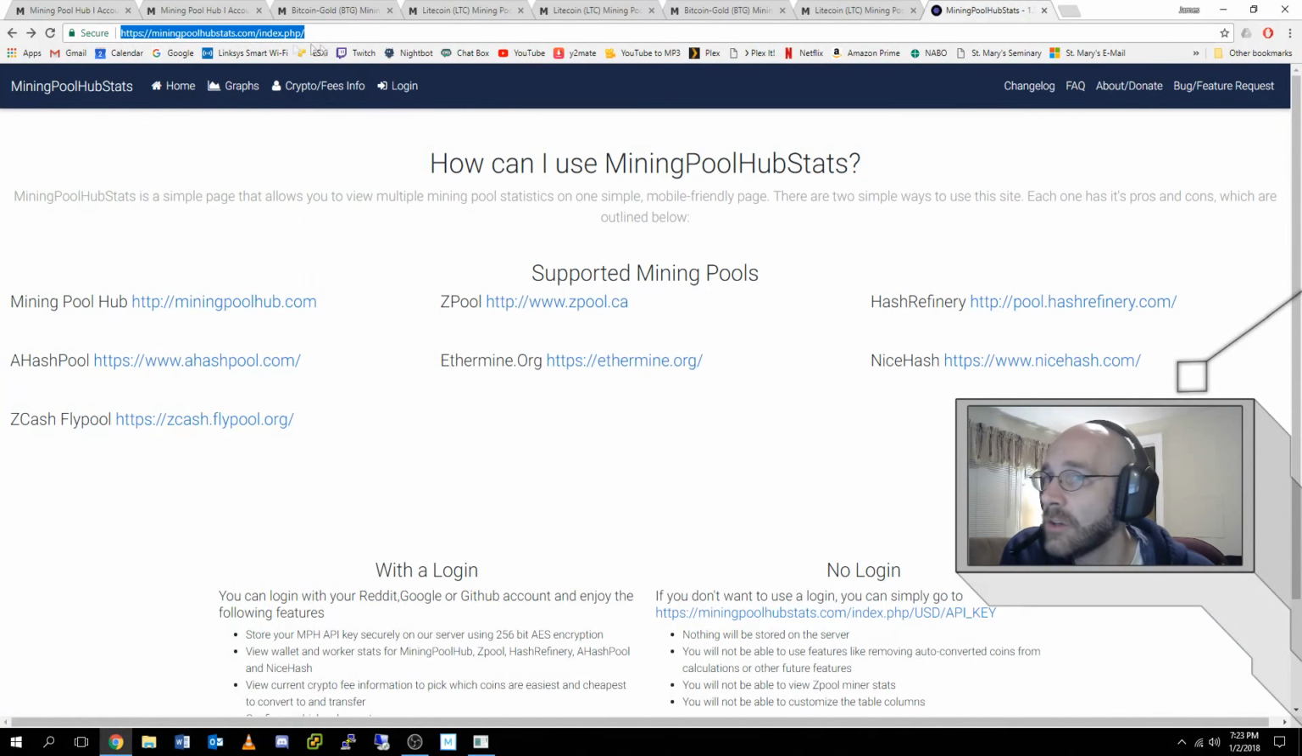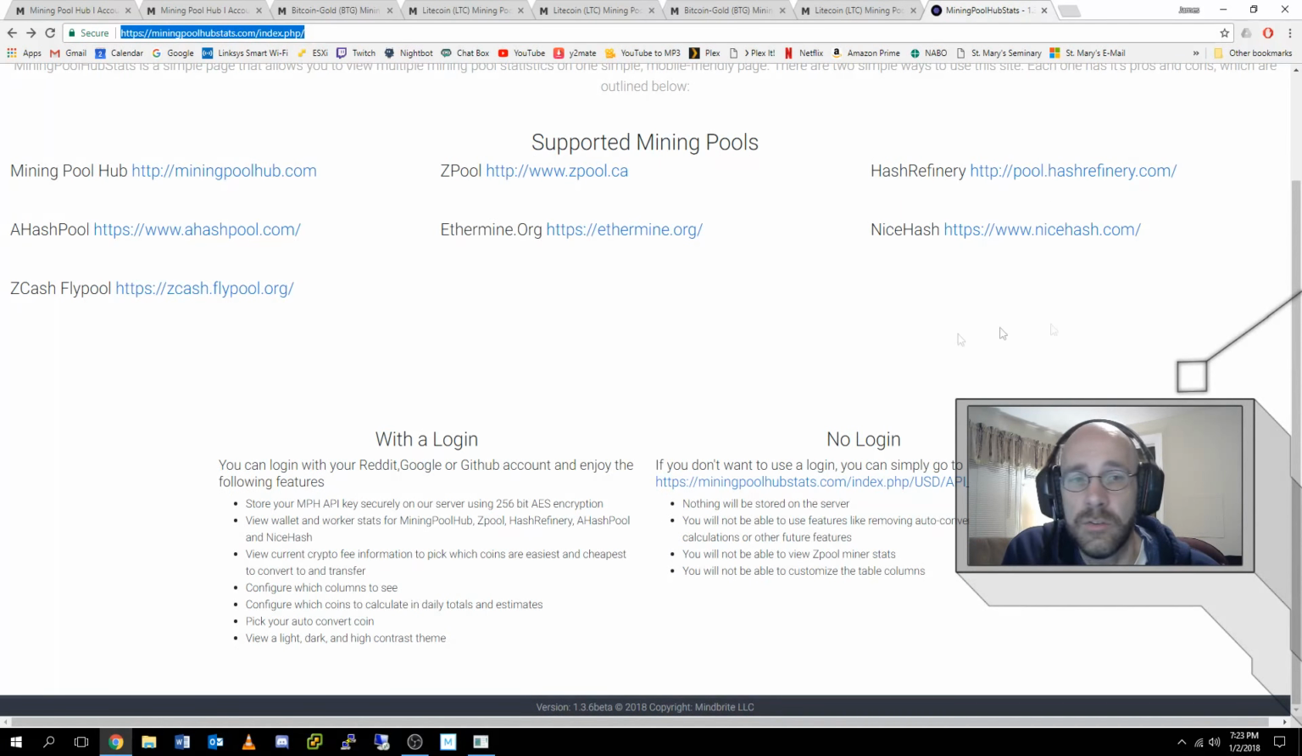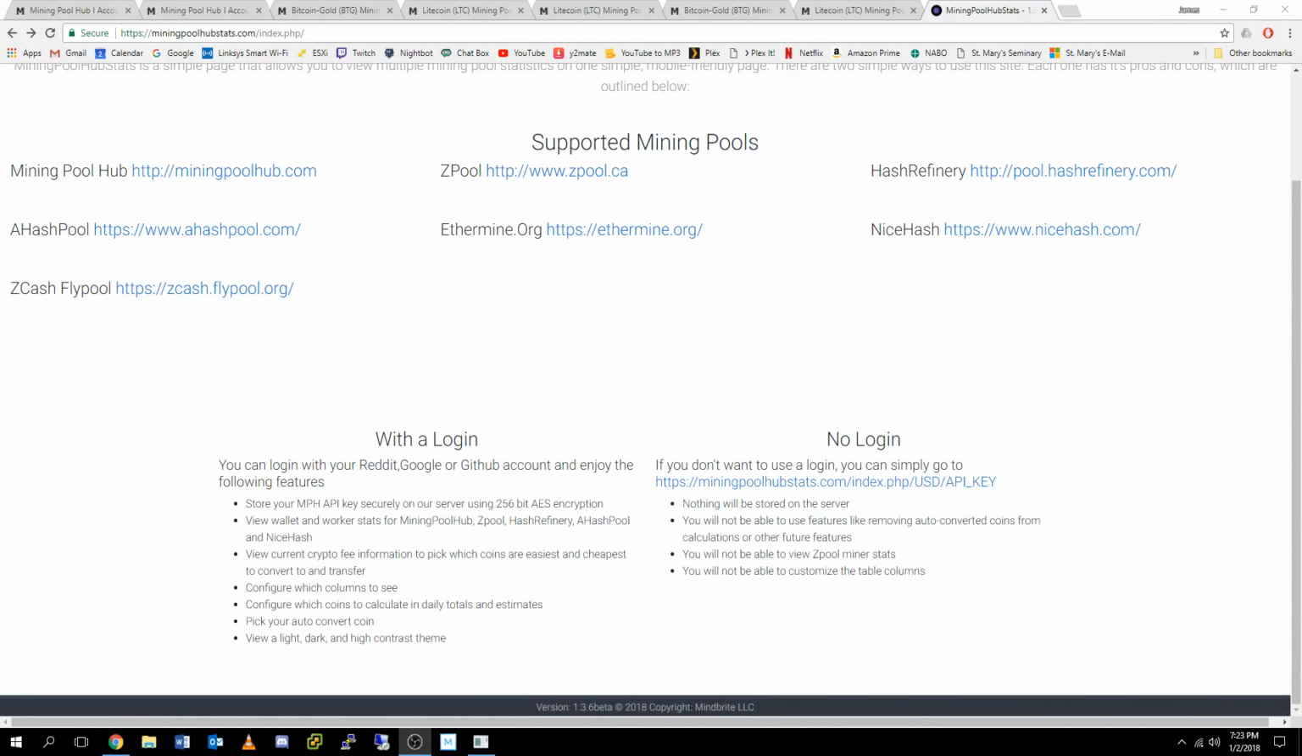On the main page of MiningPoolHub stats, there's two ways you can use this. You can log in and save your API key into the system, or you could just do it without logging in, which is kind of the way I like to do it. There's instructions on the bottom right here. You can simply go to miningpoolhubstats.com/index/USD/API key. So basically what we need to do here is specify the currency we want, which is USD, and then just put our API key.